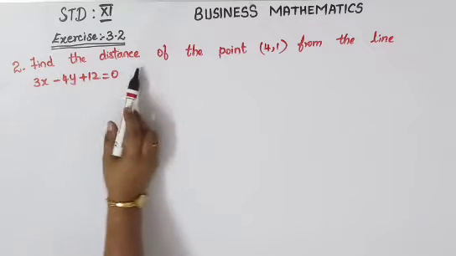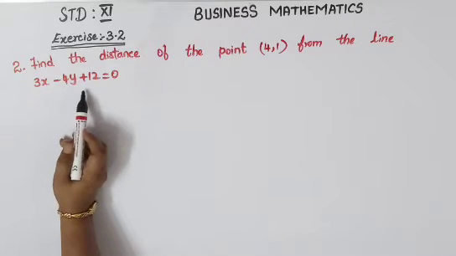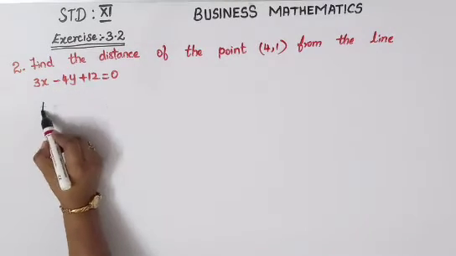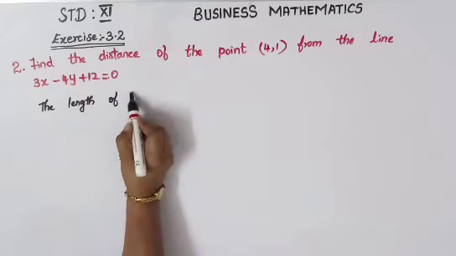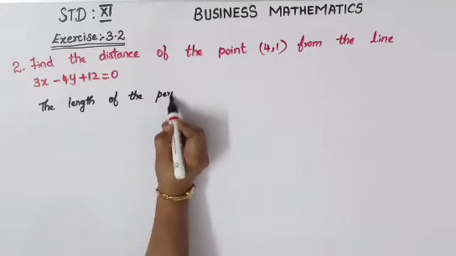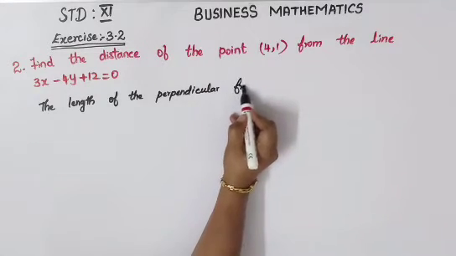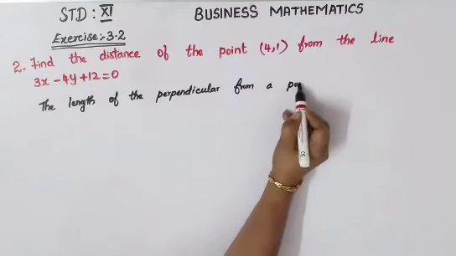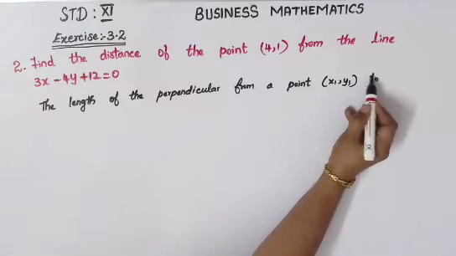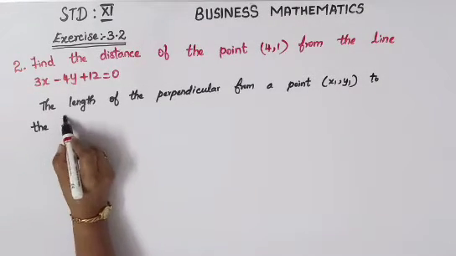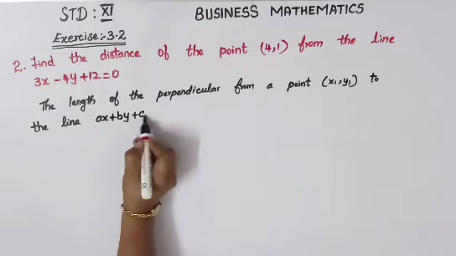Second question, find the distance of the point 4, 1 from the line 3x minus 4y plus 12 is equal to 0. The formula is the length of the perpendicular from a point x1, y1 to the line ax plus by plus c is equal to 0.